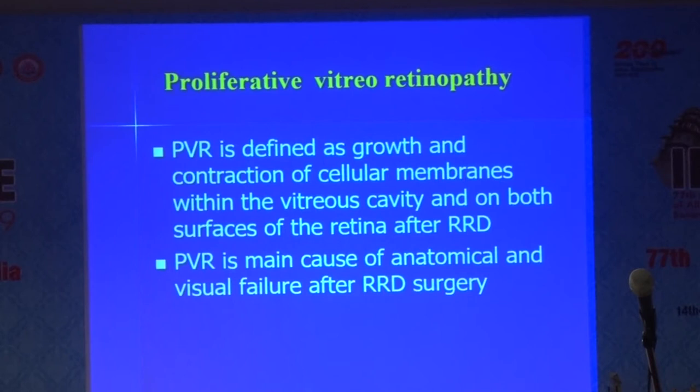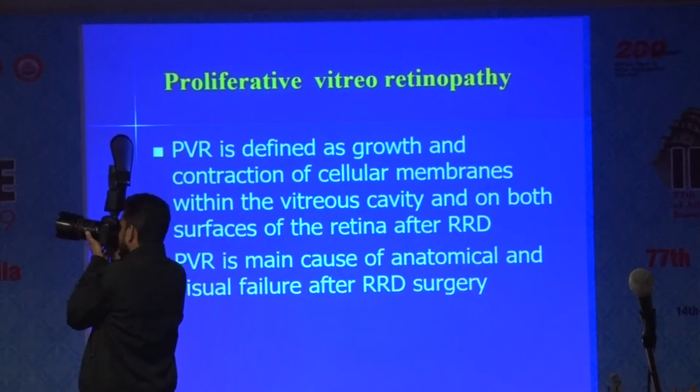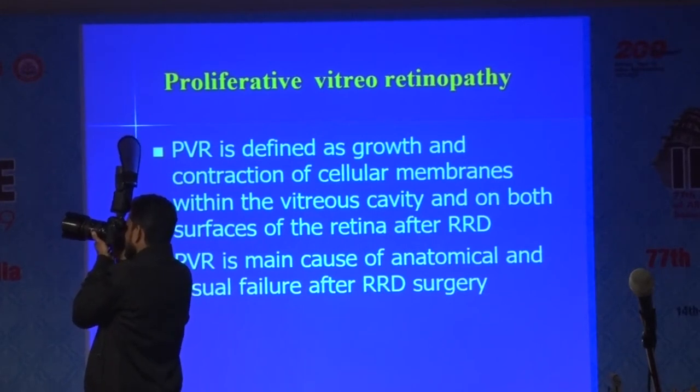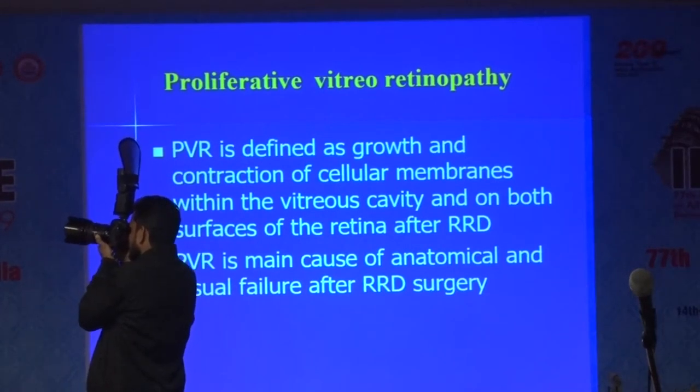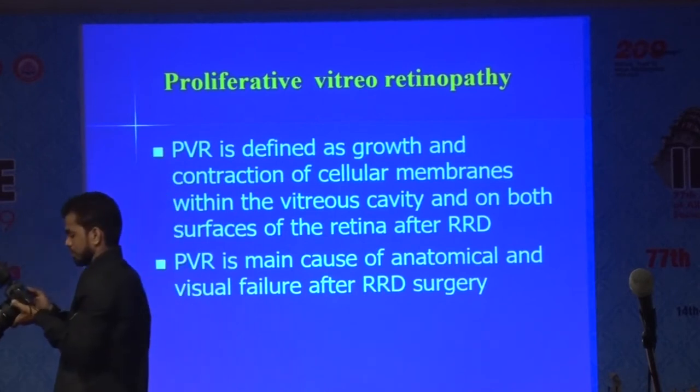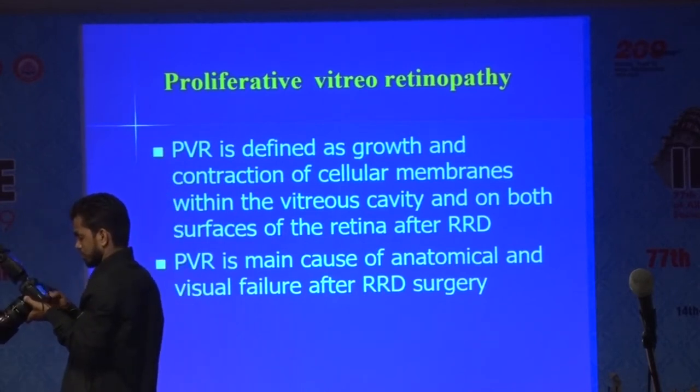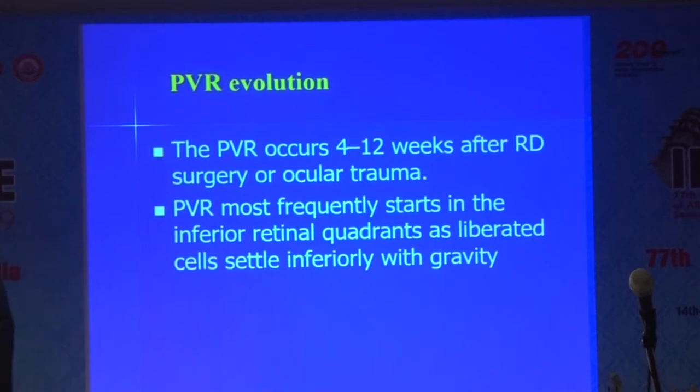And of course, we are all vitreoretinal surgeons, we know that PVR is defined as the growth and contraction of cellular membranes, both on the surface as well as under the retina. PVR is the main cause of anatomical and visual failure after rhegmatogenous retinal detachment surgery. That's why when we do a surgery, we tell the patient that if the first 3 months go well, you're going to do well, because if PVR is going to happen, it's within 4 to 12 weeks.